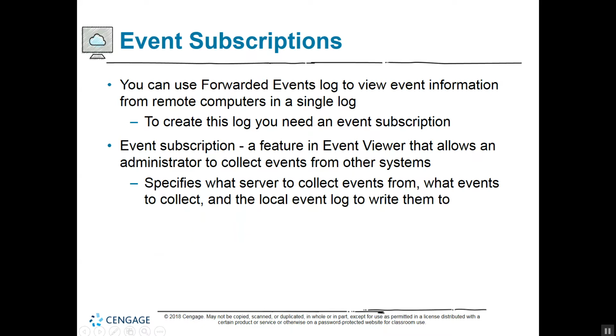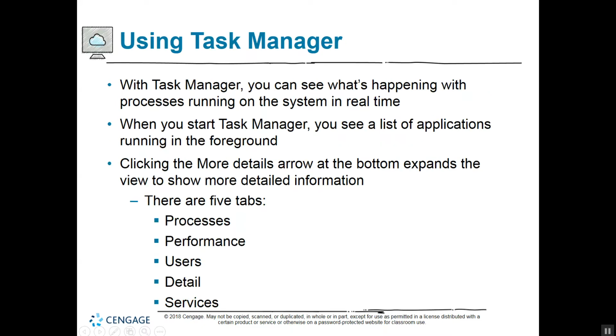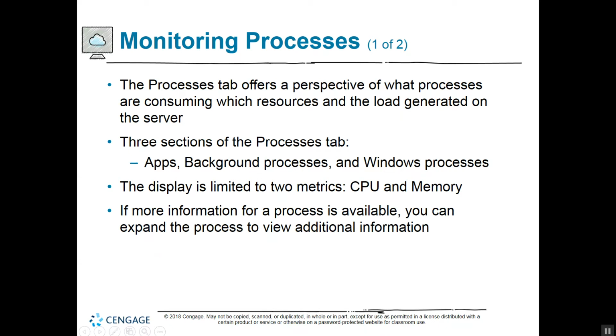single log. We can use Task Manager. We've got 5 tabs: Processes, Performance, Users, Details, and Services. Now, this is common to all Windows OSs. Now, the Processes tab offers perspectives on what processes are consuming and at what level compared to other processes. We can also see CPU and memory usage as well as network usage.